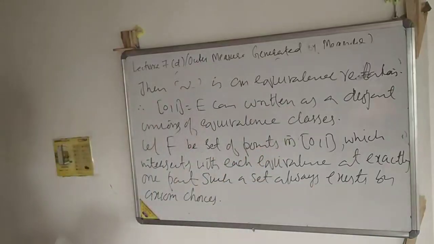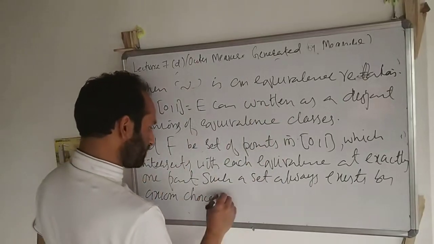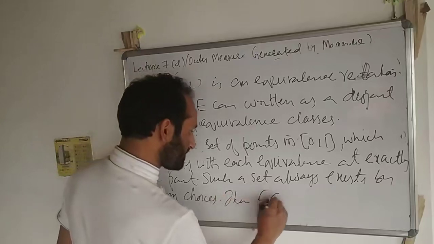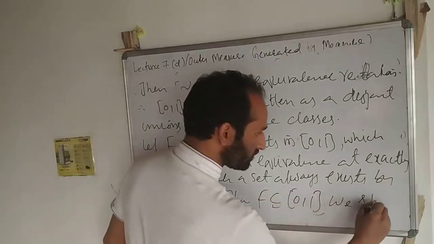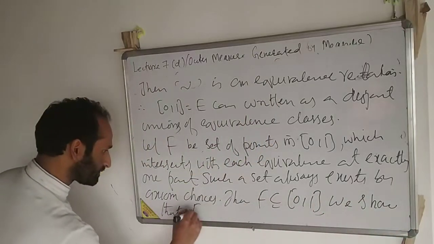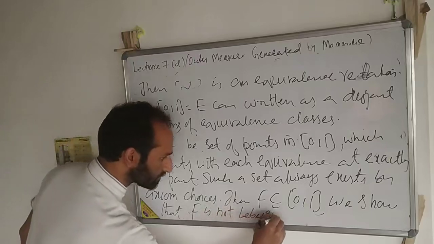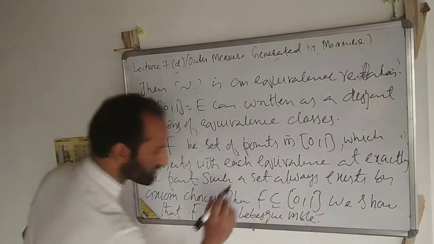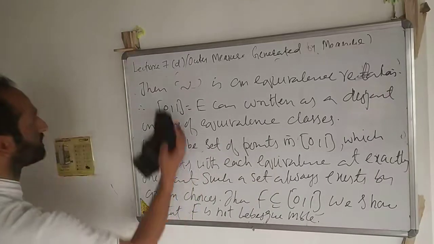Okay. So we will show that this set F is not measurable. This F is a subset of [0, 1]. We show that F is not Lebesgue measurable.